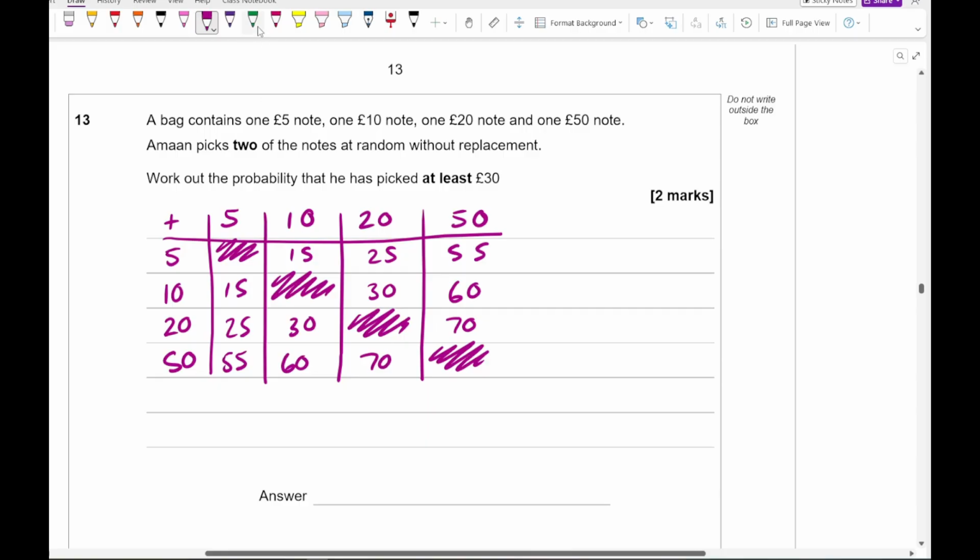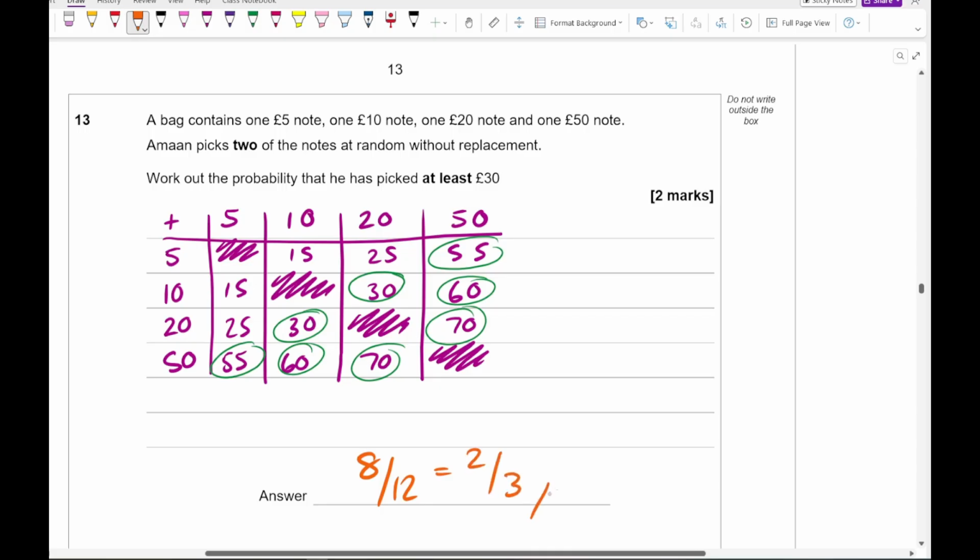And so what we're looking for is the probability of getting at least £30, which includes 30. So if I just circle those amounts, what's the probability of the circled ones? Well, that's going to give me an answer of 8 out of 12, in which I could leave my answer like this because we don't need to simplify fractions in probability unless it says, or we can simplify it as 2/3.